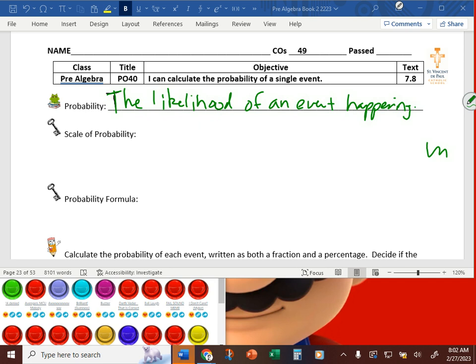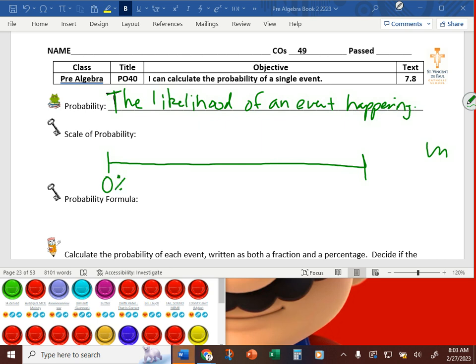We talked about the scale of probability. Who can remind us what the scale of probability is all about? What's the lowest probability you could have? What's the highest probability you can have? 0% to 100%. Yes, 0% to 100%, right? You cannot go below 0. There's no negative chance of something happening.